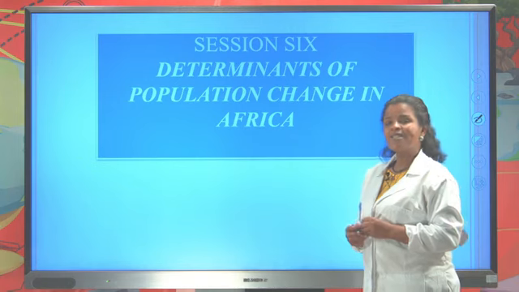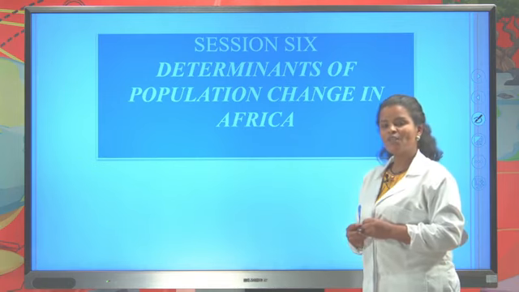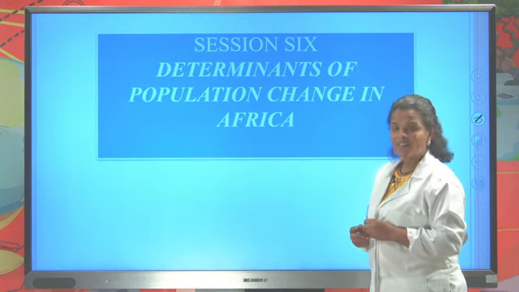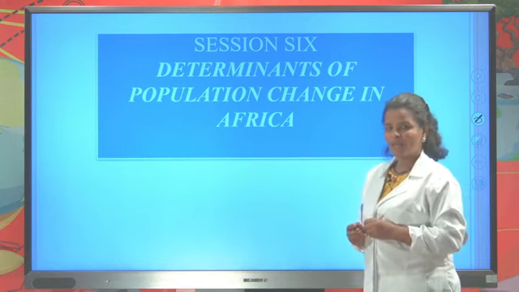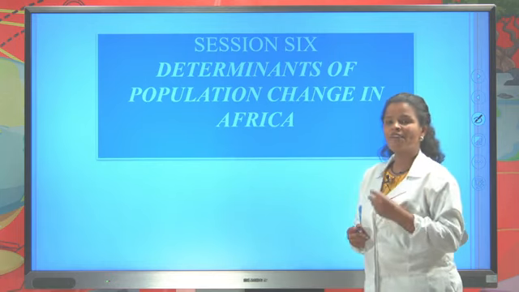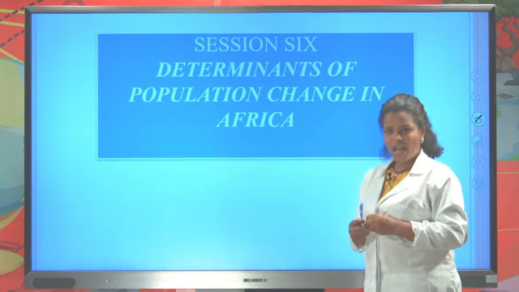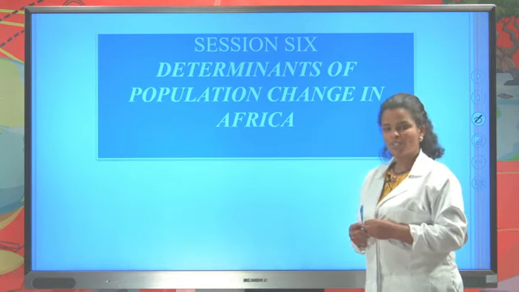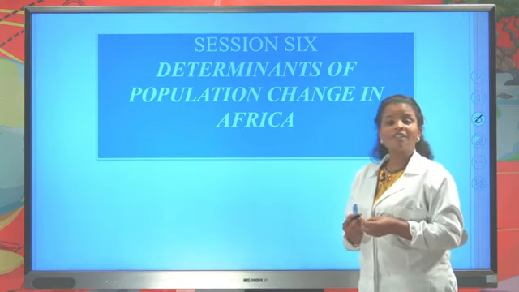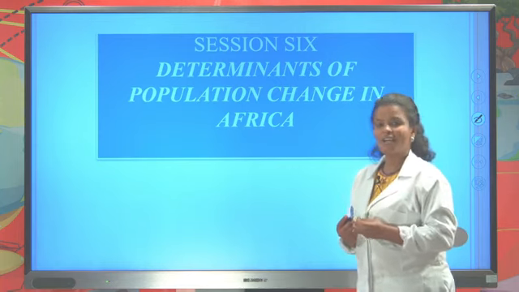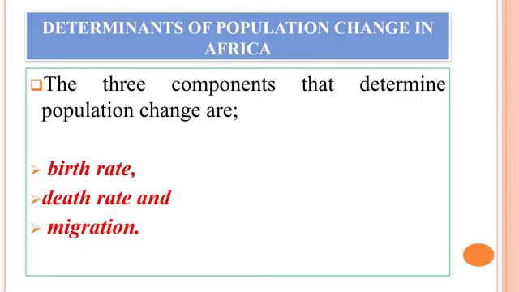The second sparsely populated region of the world is the hot and dry climatic region, because the temperature is very high and rainfall is scant. And when we see population distribution in Africa, the fertility rate is very high. So the growth rate and rate of natural increase in Africa are very high. Today, let us see the determinants of population change in Africa.